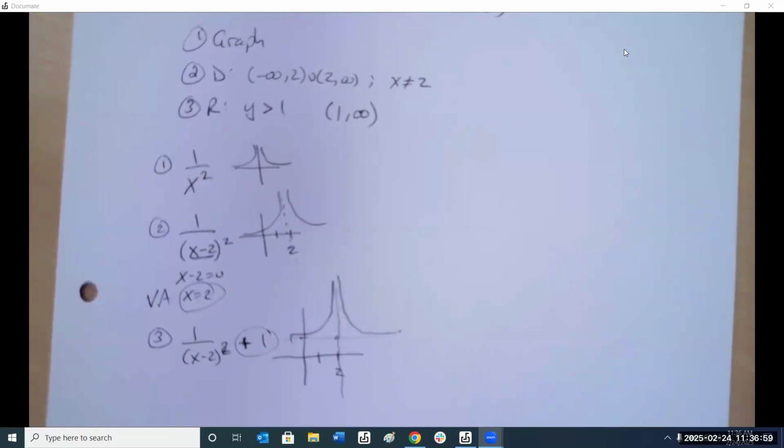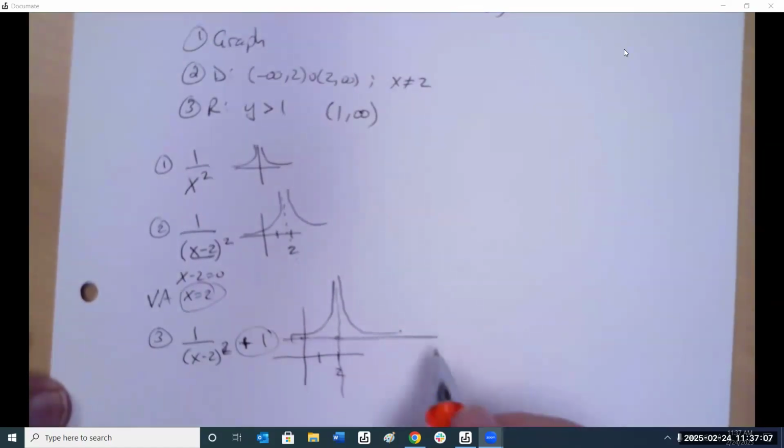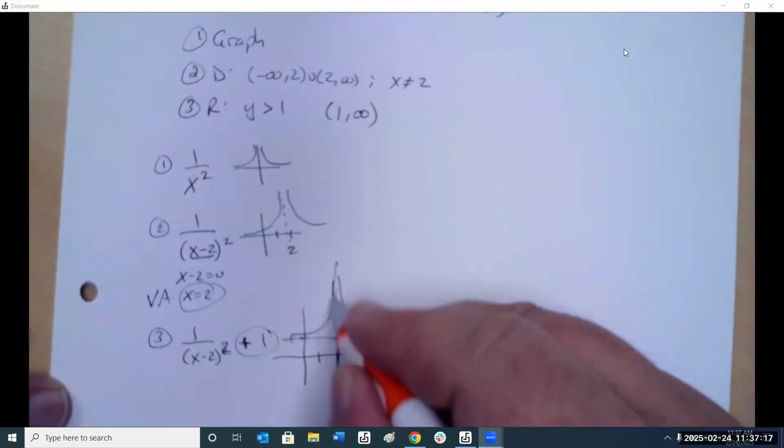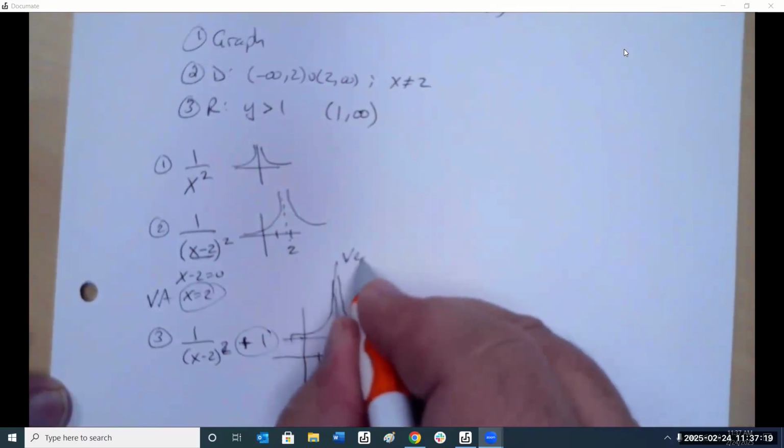So what does this tell us? What are we looking at here? Other ways of looking at this: this line here is my horizontal asymptote, and this line here is my vertical.